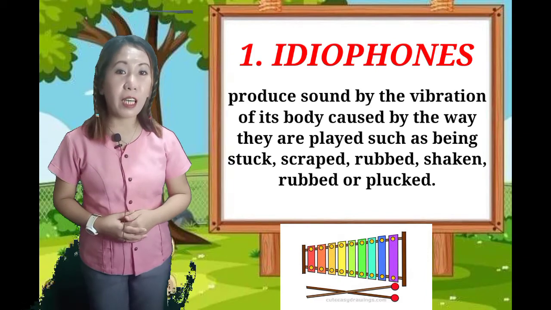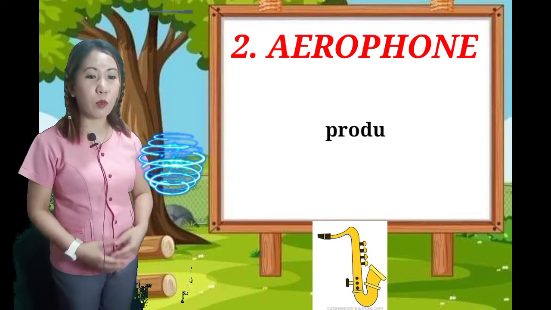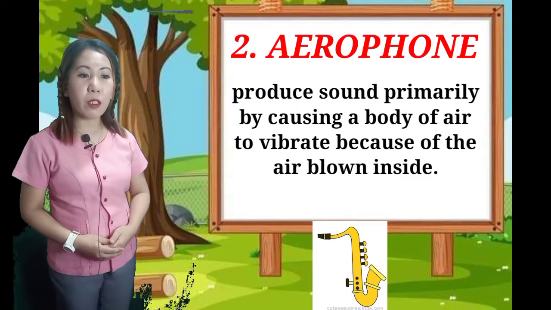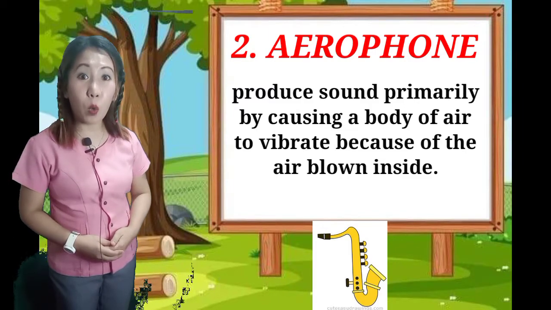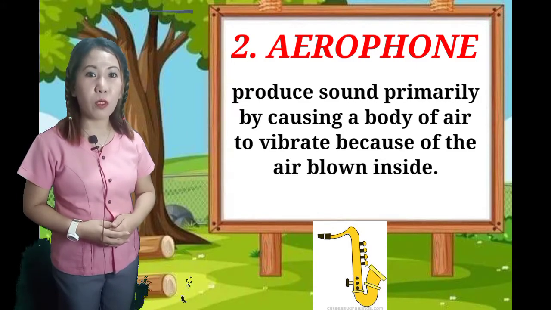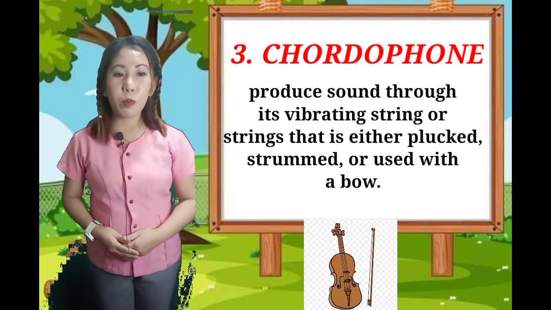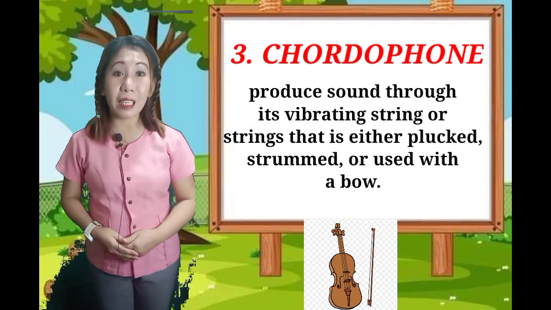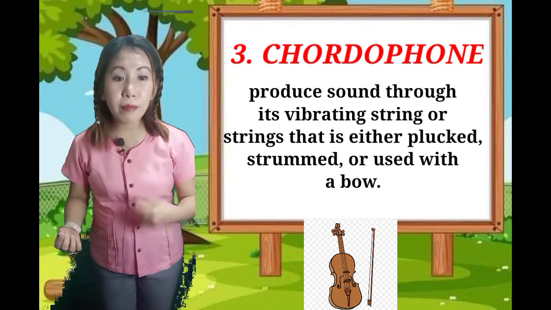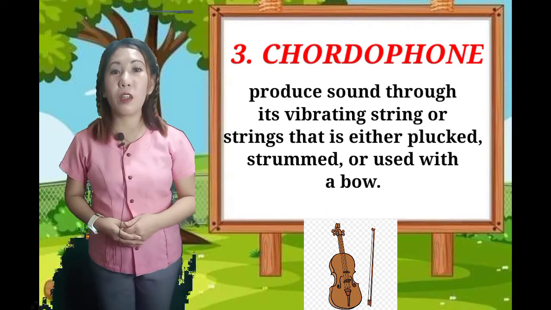Example is the xylophone. Next, number 2 is the aerophone. Aerophones produce sound primarily by causing a body of air to vibrate because of the air blown inside. Example is saxophone. The third is chordophone. Chordophones produce sound through vibrating string or strings that are either plucked, strummed, or used with a bow. Example is violin.